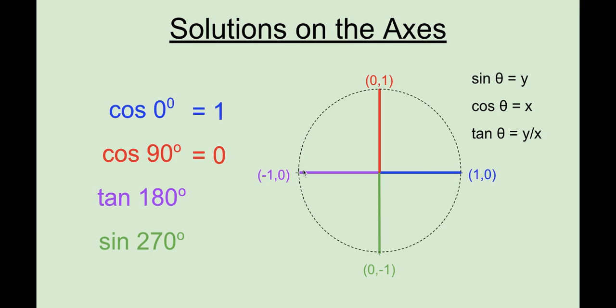And then tan, so tan is y divided by x, so 0 divided by negative 1. So tan of 180 is 0. And sine, since sine is y, the y value right there is negative 1. So sine of 270 is negative 1.